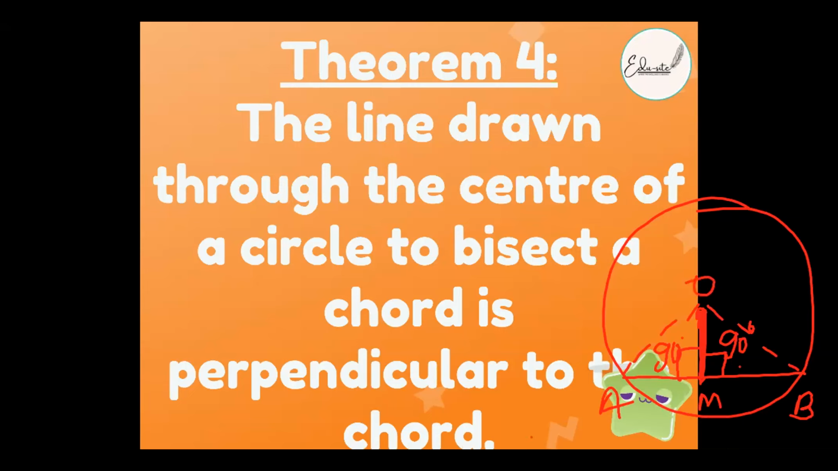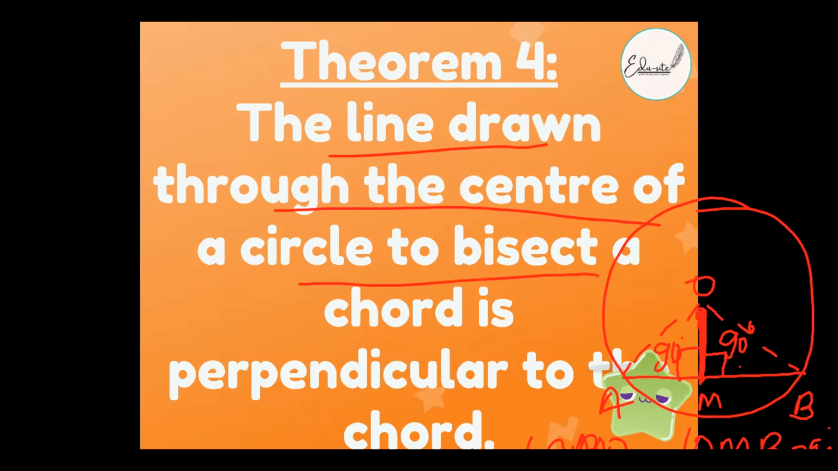What are we going to prove? Angle AMO is equal to angle OMB is equal to 90-degree. This is what we are going to prove. What is given? The line drawn through the center of the circle bisects the chord. So given is AM is equal to MB. We are going to prove angle AMO is equal to angle OMB is equal to 90-degree. Okay, that's all.